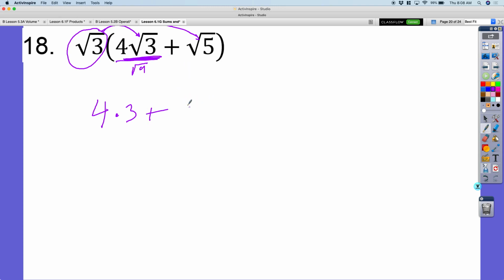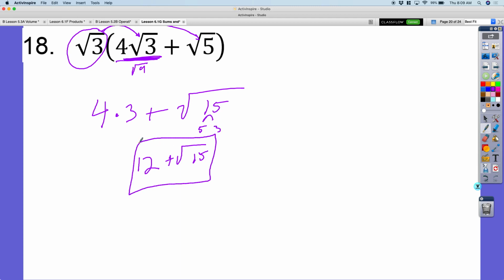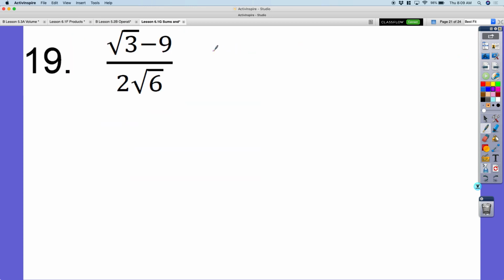Now we're going to do the plus square root of 15. I got 15 by doing 3 times 5, which is 15. So then I'm going to multiply these two to get 12 plus radical 15. Radical 15 breaks down to 5 and 3. There are no pairs, so 12 plus radical 15 is my final answer. Alright, just a few more.